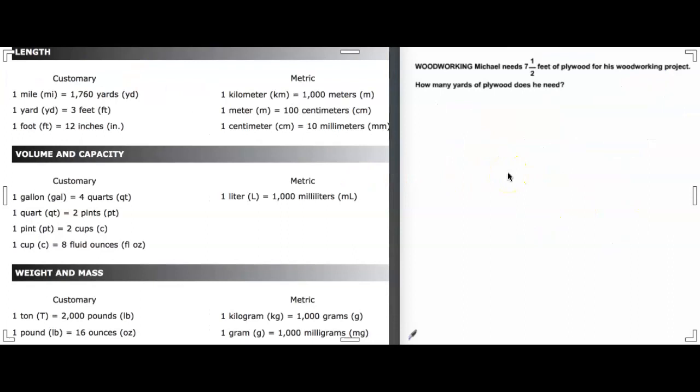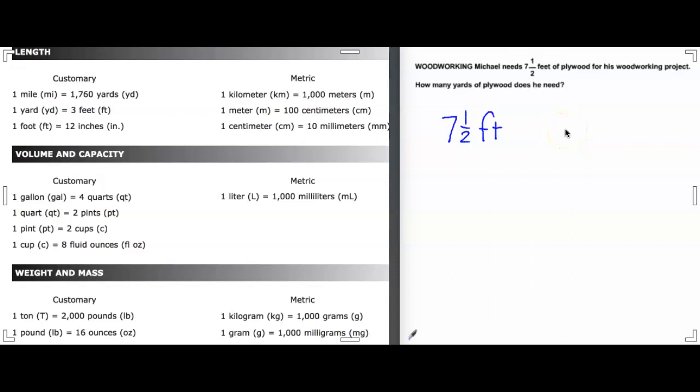Okay, this next word problem, we are still working with customary units. We have a project in which Michael needs 7.5 feet of plywood for his woodworking project. How many yards of plywood will he need? So we are starting out knowing that we have 7.5 feet. Now tell me, is that length, volume, and capacity, or weight? Answer that, please.